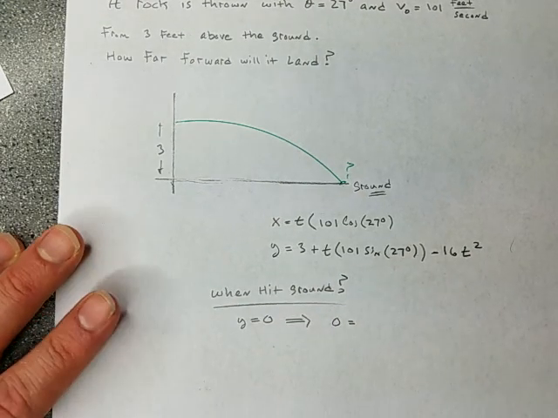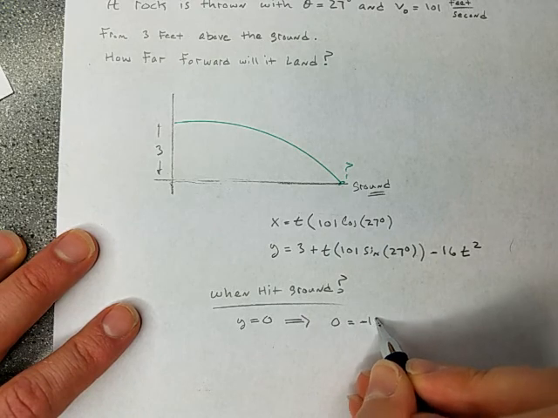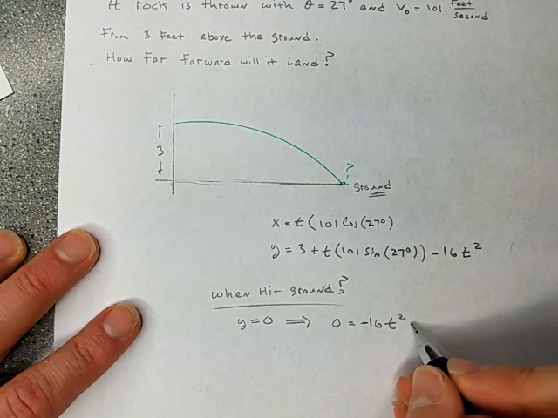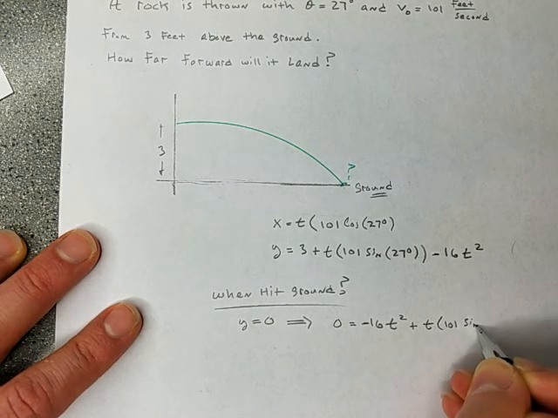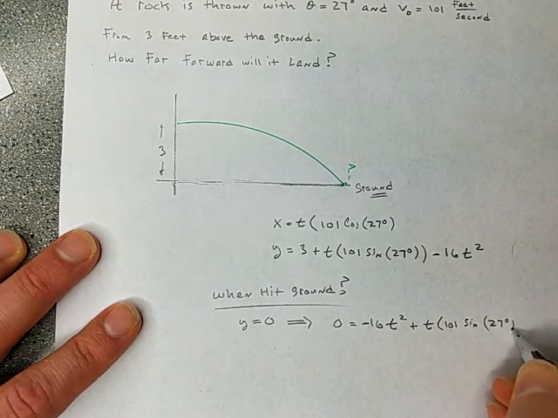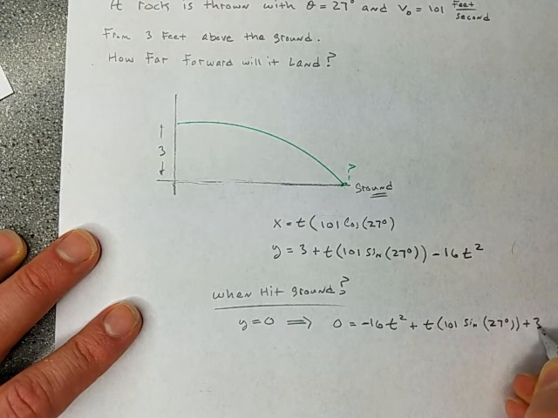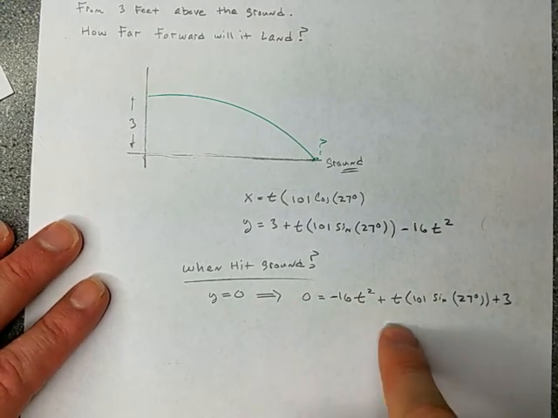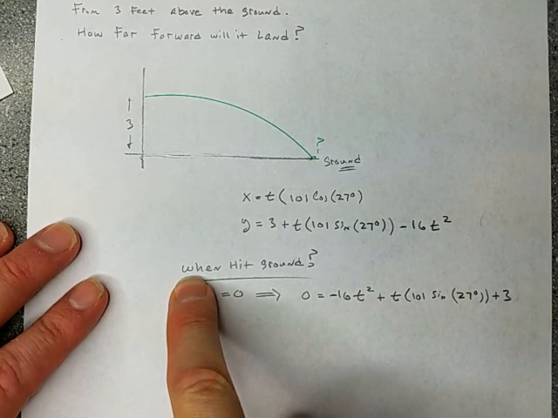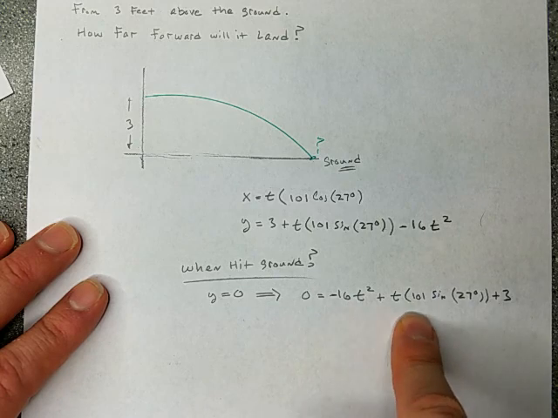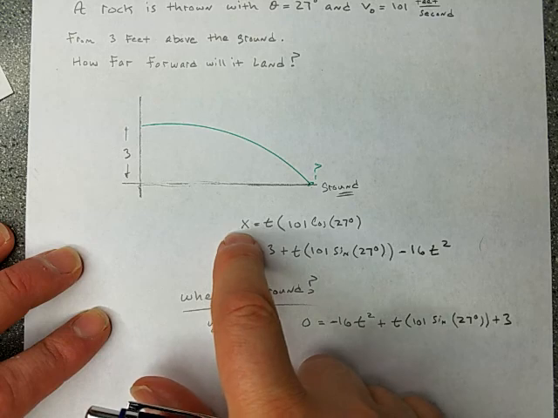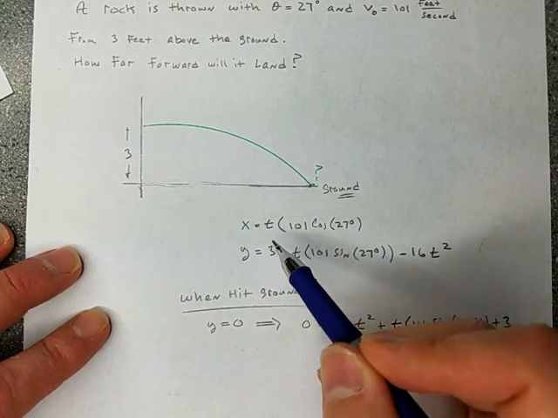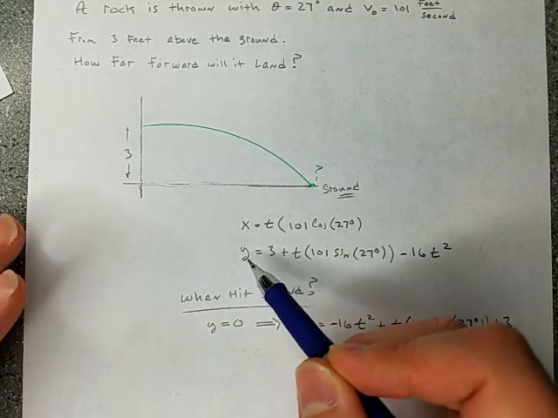0 equals, let's do a little rearranging, negative 16 t squared plus t times 101 sine 27 plus 3, right? If you could solve this for t, that would be the when. That would be when it hits the ground. And then if you could take that time and put it there, it would be where it hits the ground. Because remember, t is when, and x and y are the wheres.